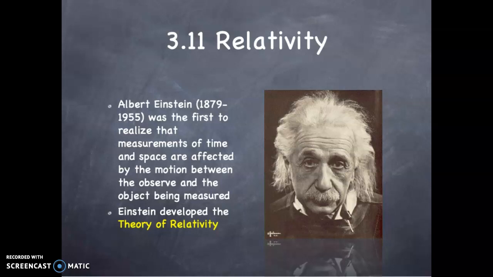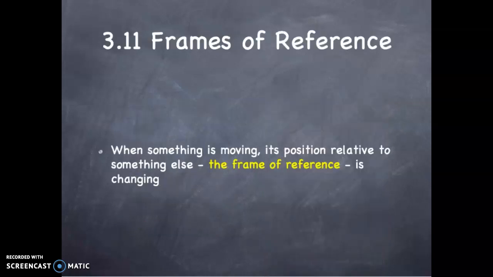I want to talk just a little bit about relativity. Einstein did some very outstanding work in the early 1900s, and he came up with the special theory of relativity and the general theory of relativity as well. And in that, the frame of reference, when something is moving its position relative to something else, is called the frame of reference. That's how we can tell that something is moving.